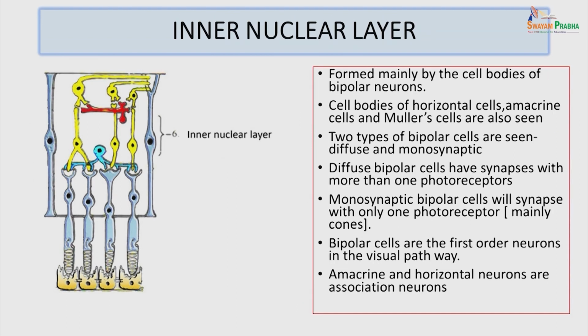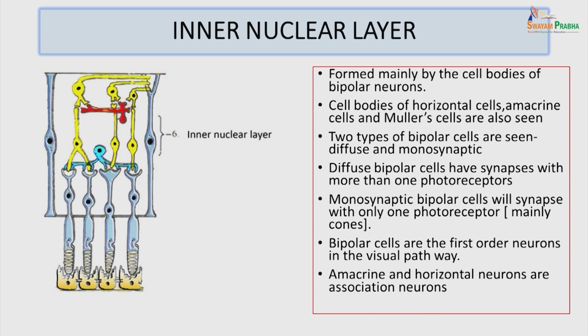Now we are going to see the inner nuclear layer, which is formed mainly by the cell bodies of bipolar neurons. Cell bodies of horizontal cells, amacrine cells and Muller's cells are also seen in this layer. There are two types of bipolar cells, diffuse and monosynaptic. The diffuse bipolar cells have synapses with more than one photoreceptors.